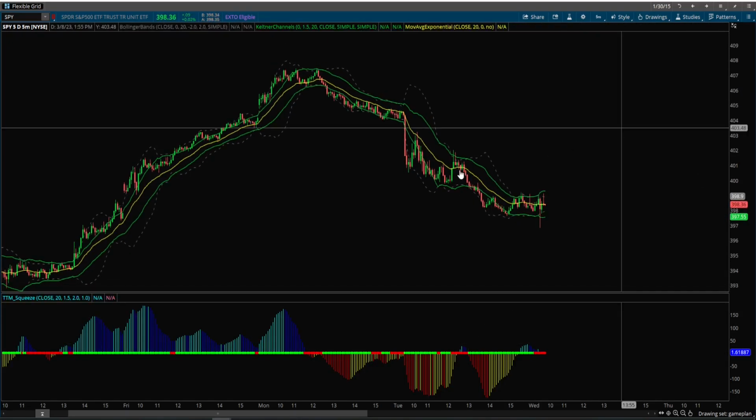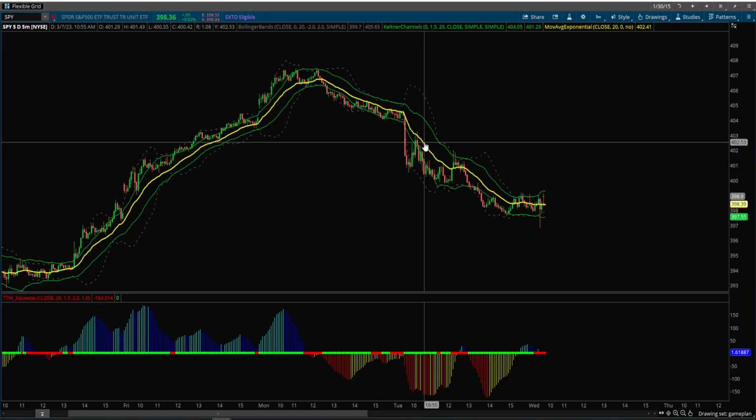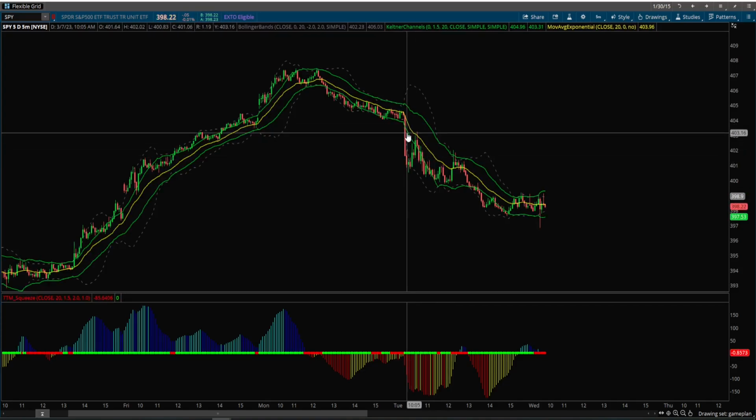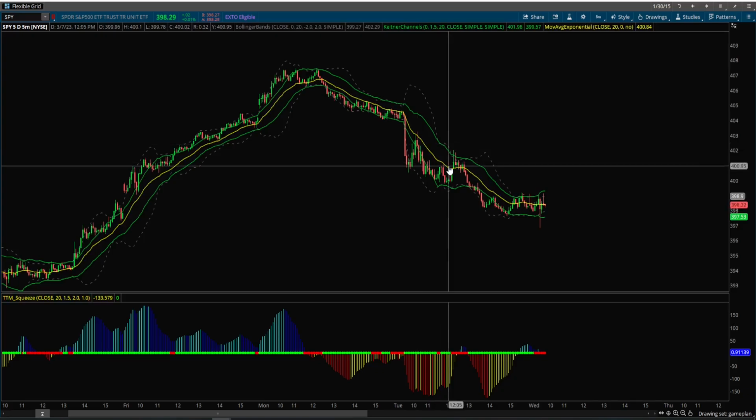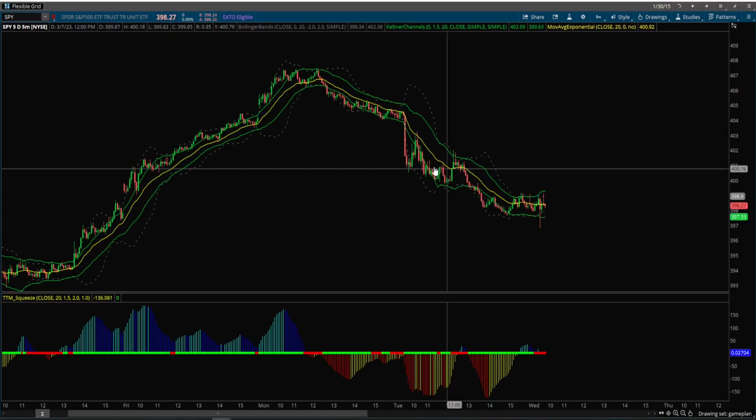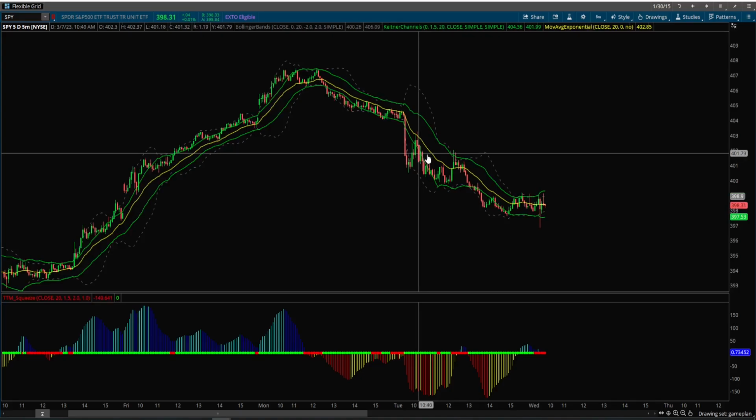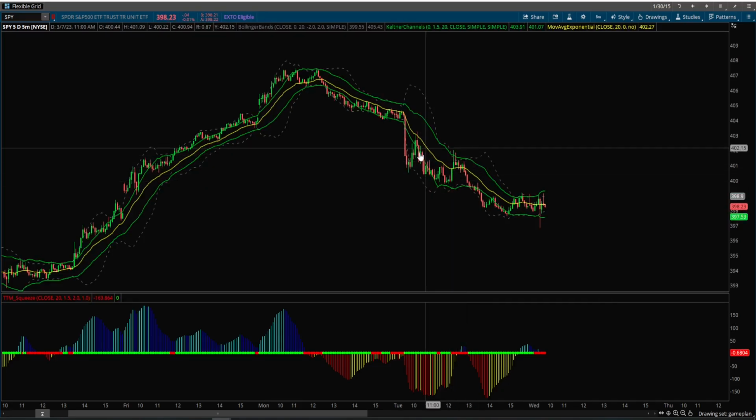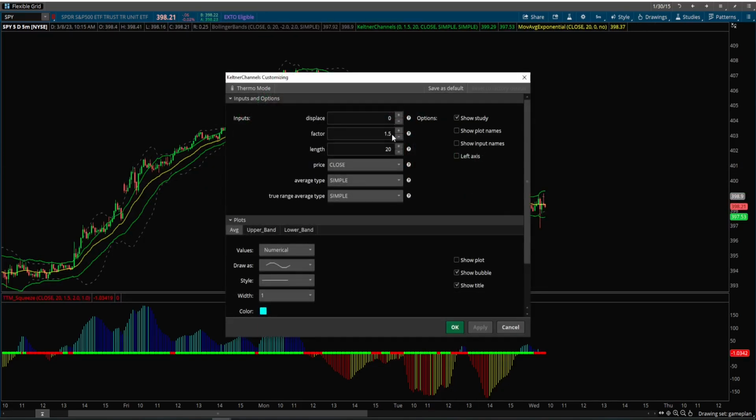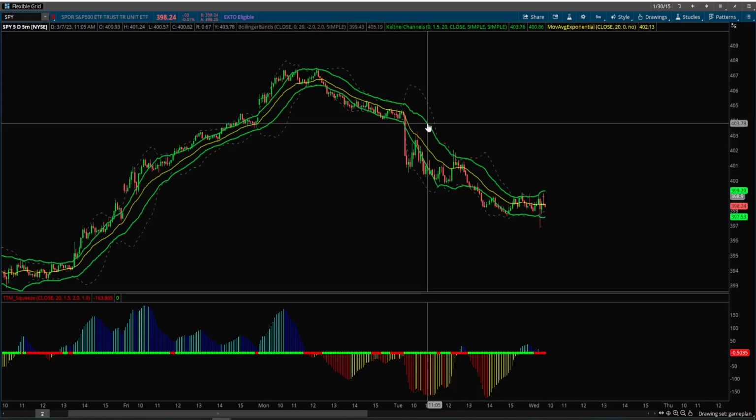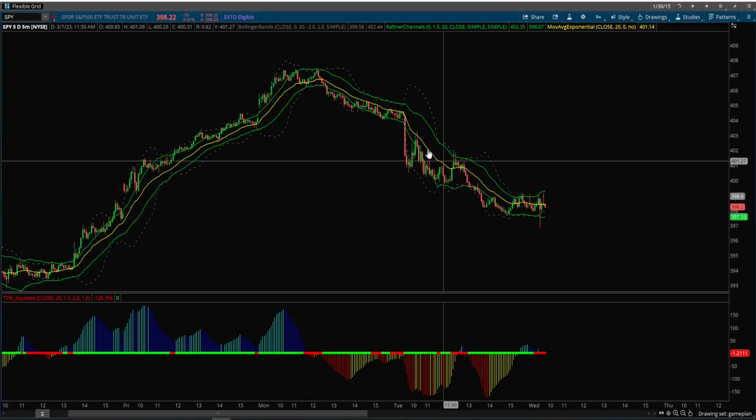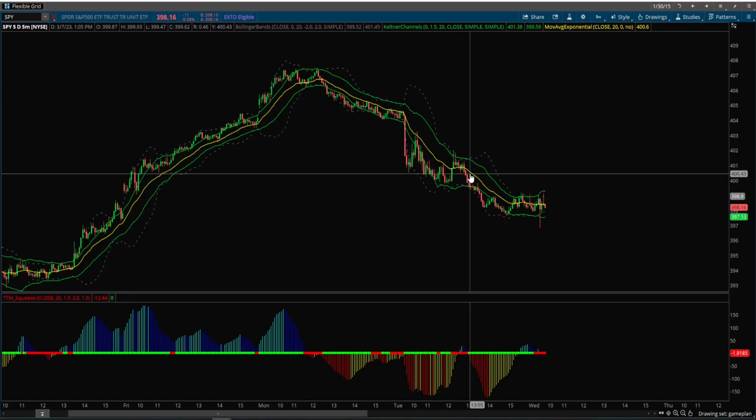Starting in the middle, we have the 20 exponential moving average. This is just a representation of the average price over 20 periods, over 20 candles, right? And then in the green here, we have Keltner channels. The Keltner channels are a representation of the average true range going out to a factor of, I'm pretty sure on Thinkorswim, 1.5 from the 20 EMA. So you can view these Keltner channels as just an average price channel, right? This is the average true range from this 20 EMA for a factor of 1.5.